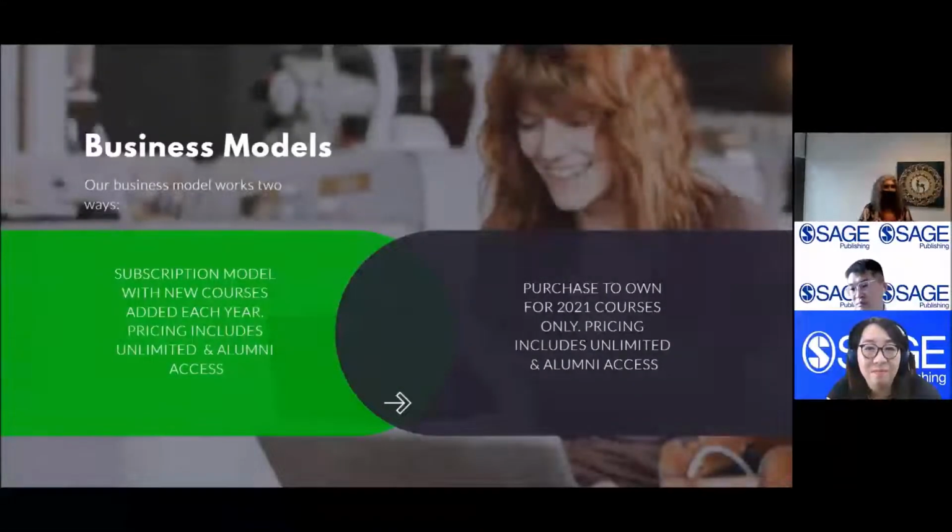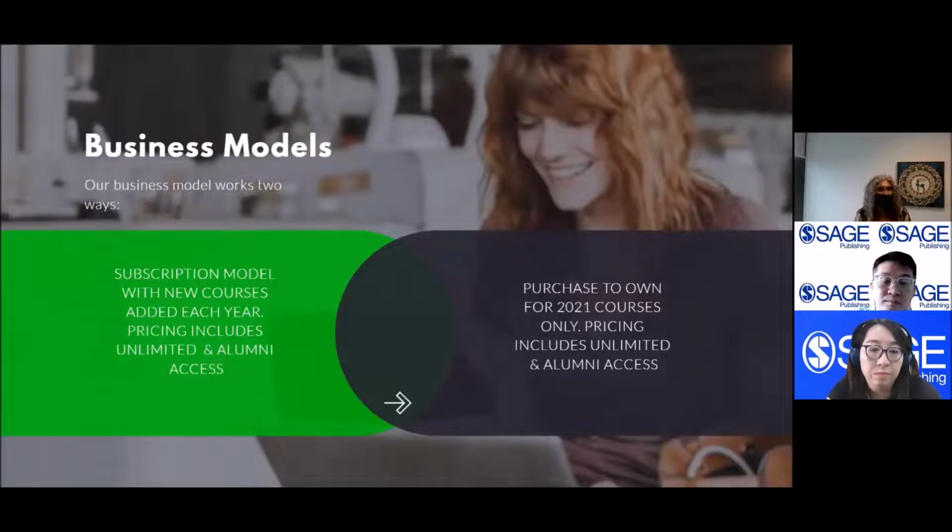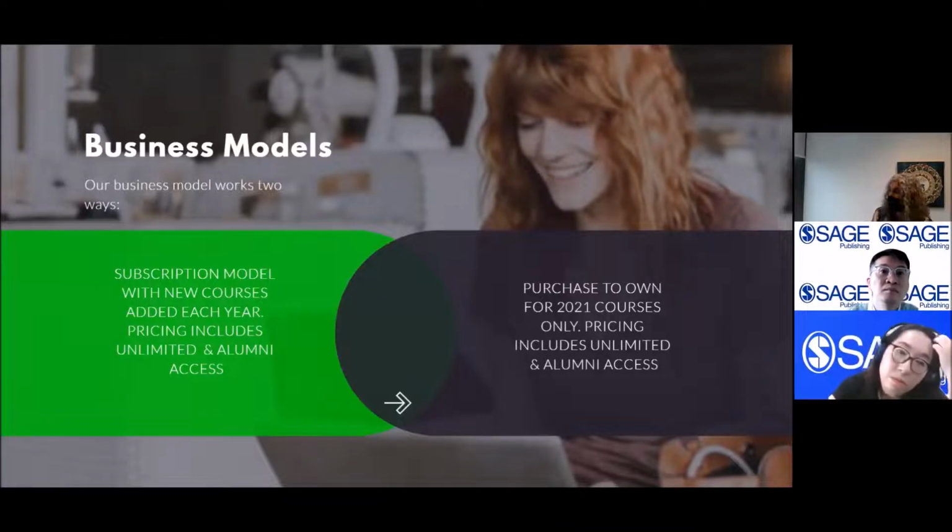So what kind of business models that we have? We have 2 types. And again, you see, access is unlimited and alumni access is included. Whether you choose to purchase the 35 courses this year or the 7 plus 5 or 5 plus 5 that's coming out later. That is what you need to look for.